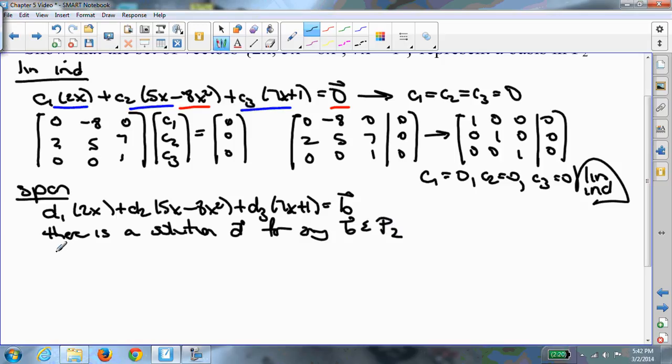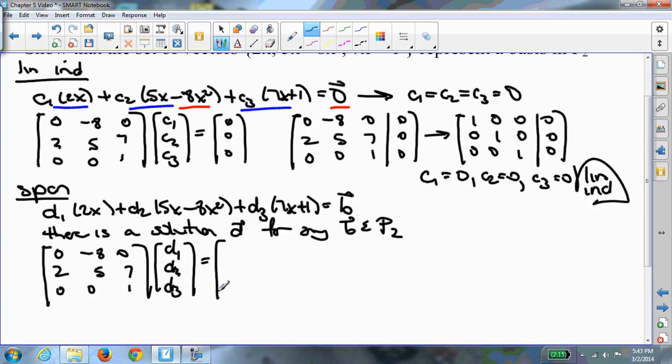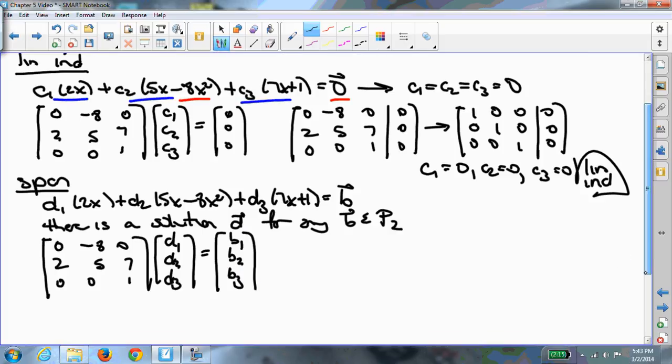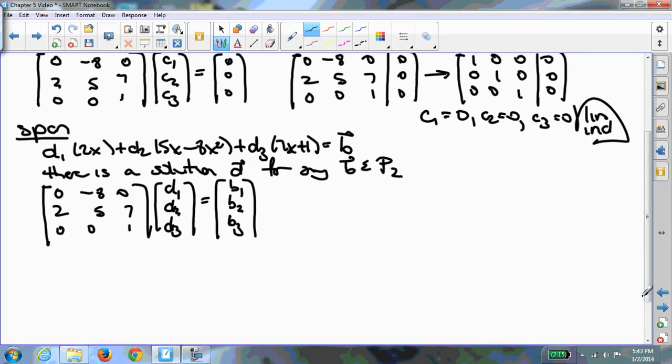So this matrix would be set up the following way. It would still be 0, negative 8, 0, 2, 5, 7, 0, 0, 1. This time I'm going to use D1, D2, and D3. And it basically equals any quadratic polynomial. So I'll represent that as B1, B2, and B3. And again, remember, these are just representing the coefficients. They're not actually representing the vectors.